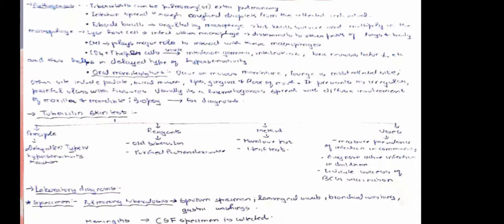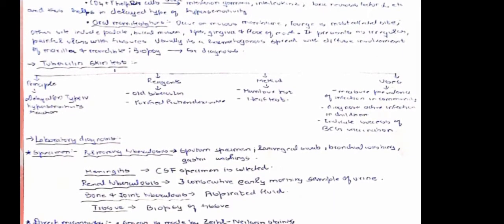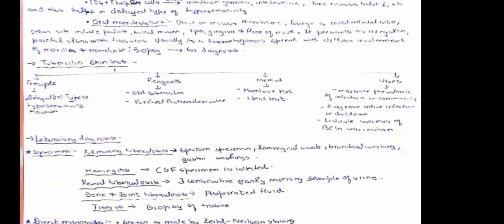So, the tuberculin skin test. The tuberculin skin test is again divided into 4, that is the principle, the reagent, the method, and the uses. The principle is based on delayed type of hypersensitivity, or type 4 hypersensitivity reaction.